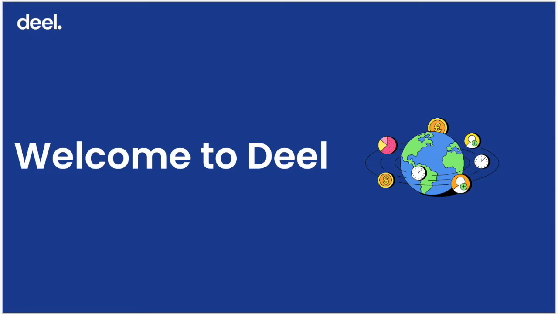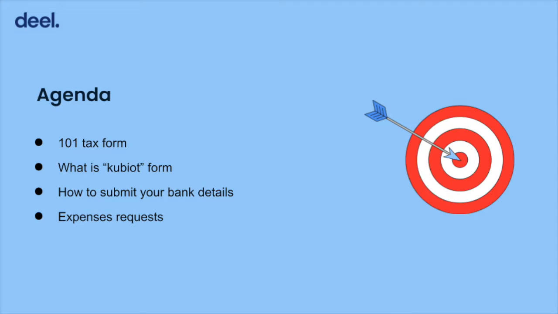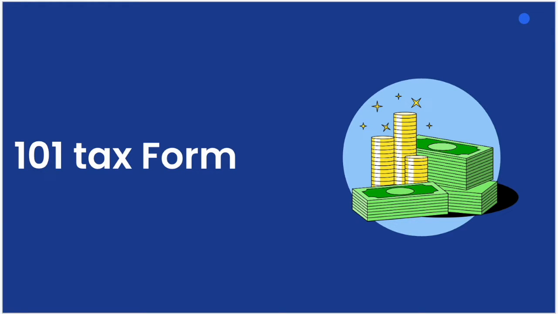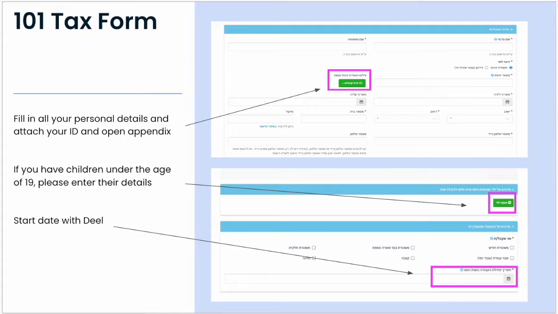We know that you might have many questions as you onboard with us in Israel, so we will be going through country-specific information. In order to fill your 101 form, you should click the link just below the 101 fields on the Deel platform and you will be directed to TEPES. Fill in all your personal details and attach your ID in open appendix, known in Hebrew as Sefach.